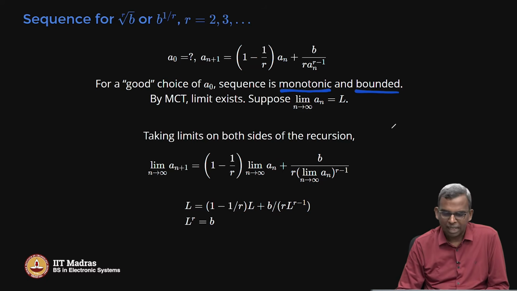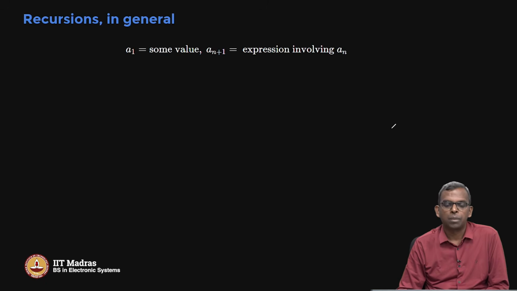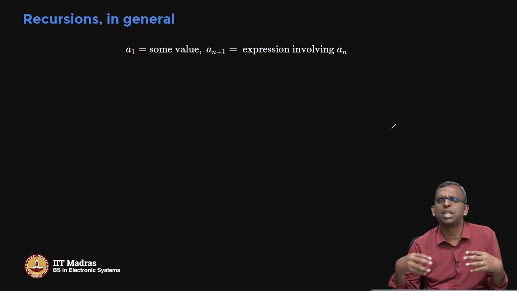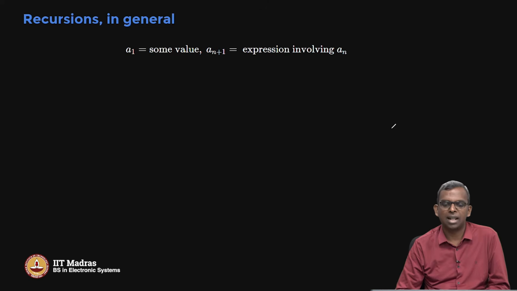So what else can we do with recursion? Supposing you look at a recursion in general, a1 is some value, and then a_{n+1} is given as some expression involving a_n. So these are recursions, and we are seeing that these recursions are really powerful, and MCT is one mechanism to analyze a recursion to see if some convergence happens and all that. So maybe we should look at it in general and how to do it.